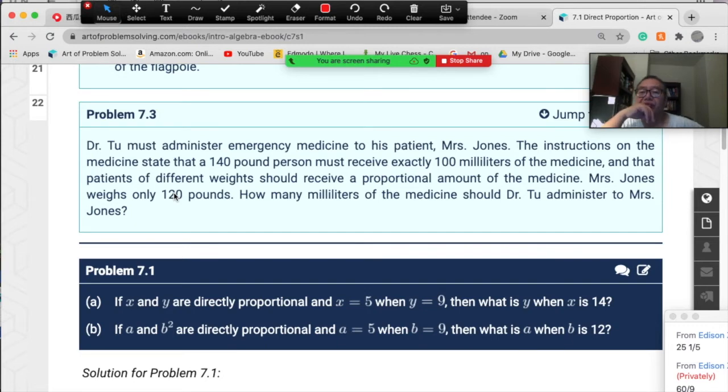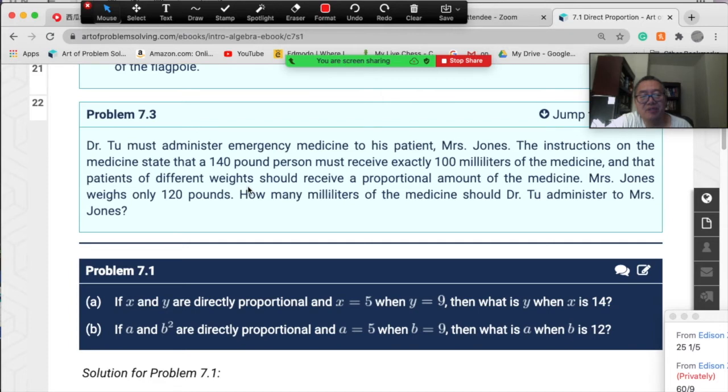Dr. 2 must administer emergency medicine to his patient, Mrs. Jones. The instructions on the medicine state that a 140-pound person must receive exactly 100 milliliters of the medicine, and that patients of different weights should receive a proportional amount of the medicine. Mrs. Jones weighs only 120 pounds. How many milliliters of the medicine should Dr. 2 administer to Mrs. Jones? Okay.